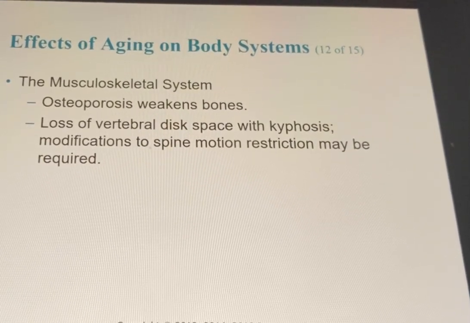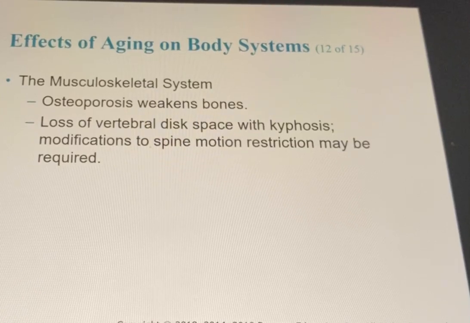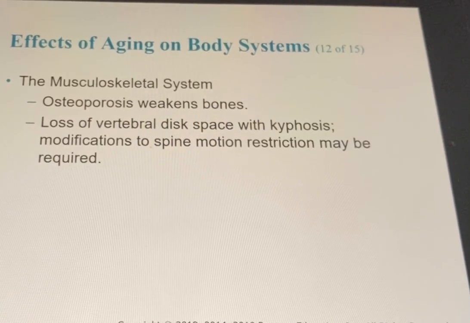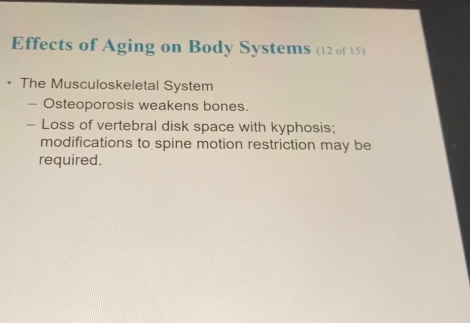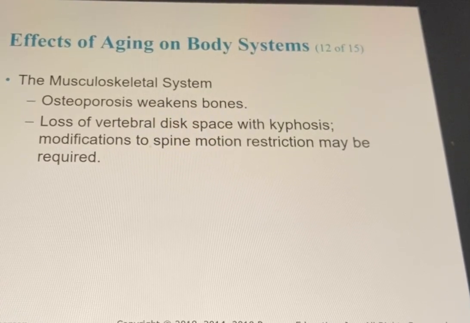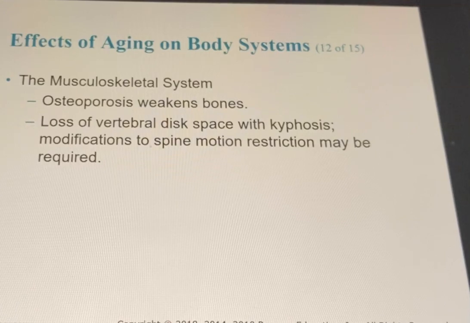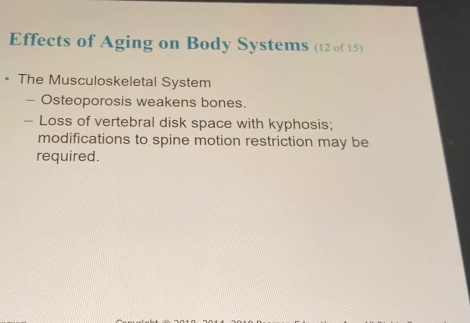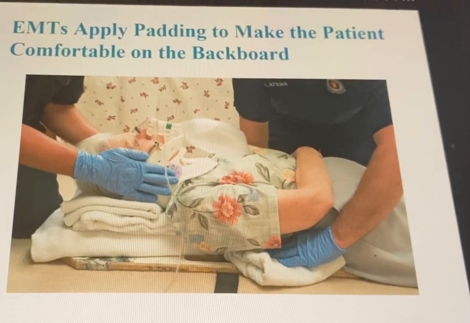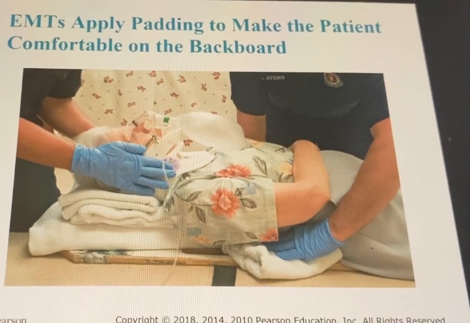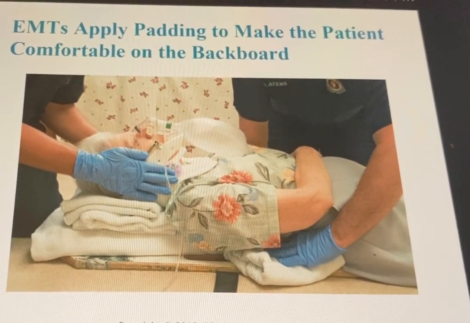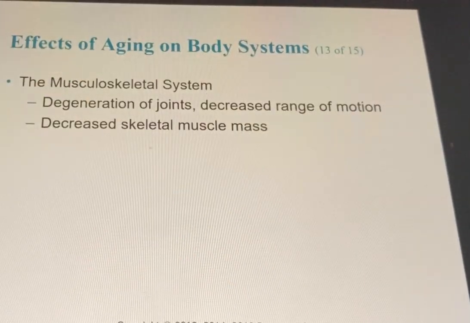The discs located between the vertebrae of the spine start to narrow, which causes the characteristic curvature of the spine seen in 2 out of every 3 geriatric patients, known as kyphosis. This curvature is seen along the entire spine, but is usually most pronounced in the thoracic vertebrae and complicates spine motion restriction, especially if the patient is being secured to a backboard. It might be necessary to place additional padding under the patient to fill voids and create effective spine motion restriction.